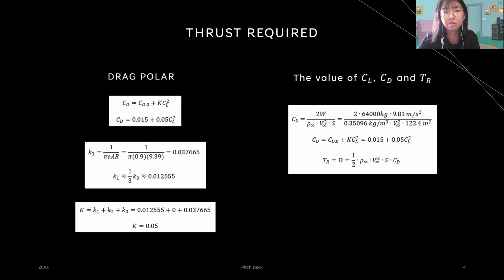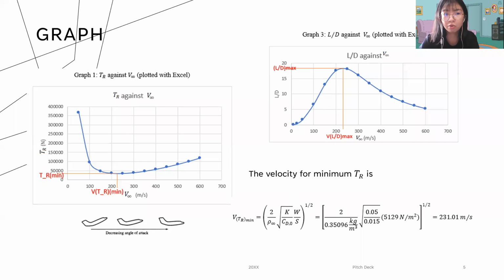Thrust required. The formula at our left-hand side is the drag polar. The zero-lift drag coefficient is about 0.015, while the K constant is around 0.05. So we use the formulas of lift coefficient, drag coefficient, and thrust required to obtain the graphs below.